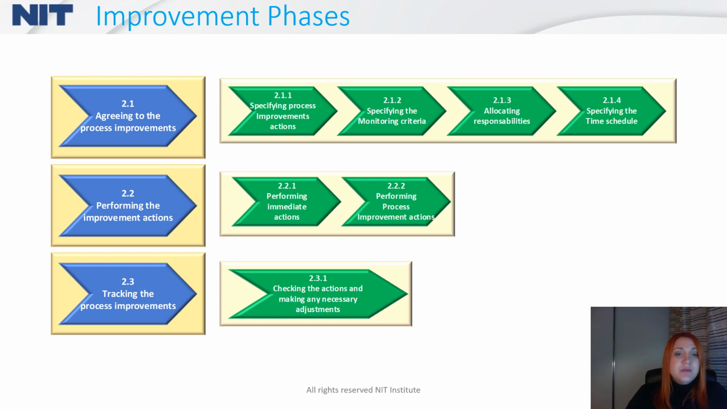Then in performing the improvement actions, we have these 2 sub-steps, which say that we need to start by performing the immediate actions, the ones which are, let's say, low-hanging fruit. Then we need to perform the whole process improvement actions. In the end, we need to track constantly all of the improvements and check if the corrective actions which we proposed and pulled are really efficient, and if not, we can adjust them.